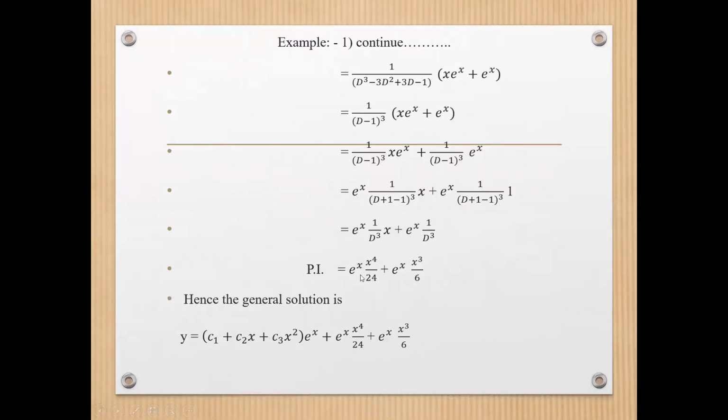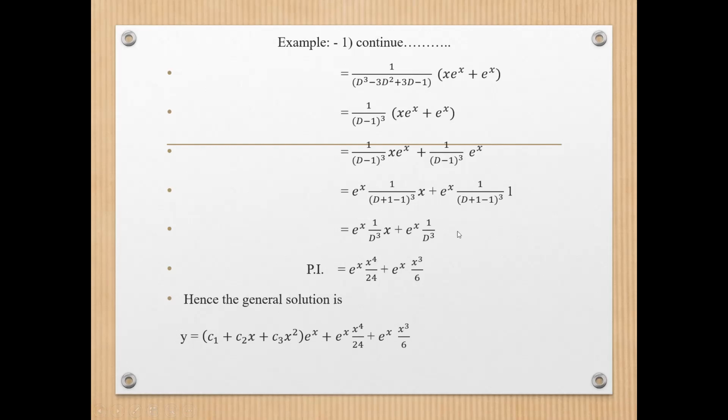So 1 upon d cube, as you know, 1 upon d is nothing but 1 time integration, 1 upon d square is nothing but 2 time integration, 1 upon d cube is nothing but 3 time integration. So the first integration of x is x square by 2. The second integration, of x square by 2, is x cube by 6, and the third integration, of x cube by 6, is x raised to 4 by 24, plus e raised to x into 1 upon d cube, which is nothing but 3 time integration of which quantity?